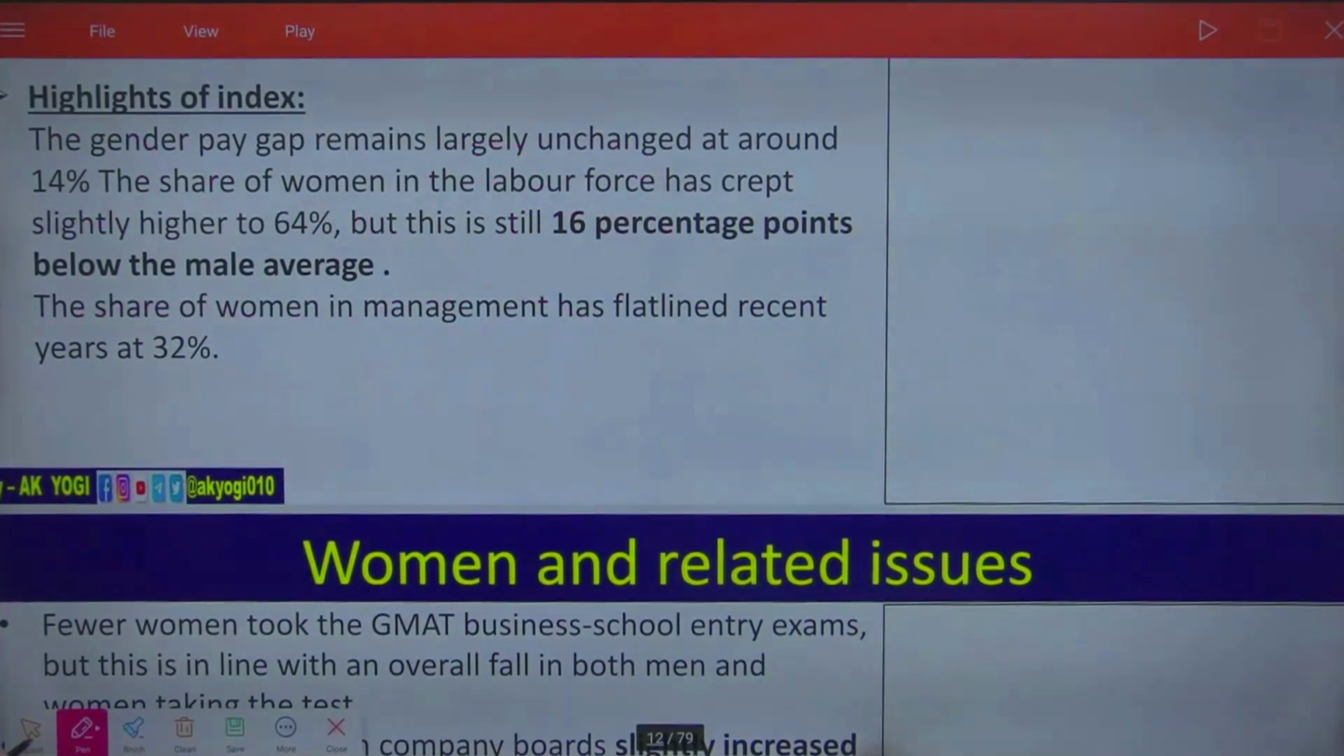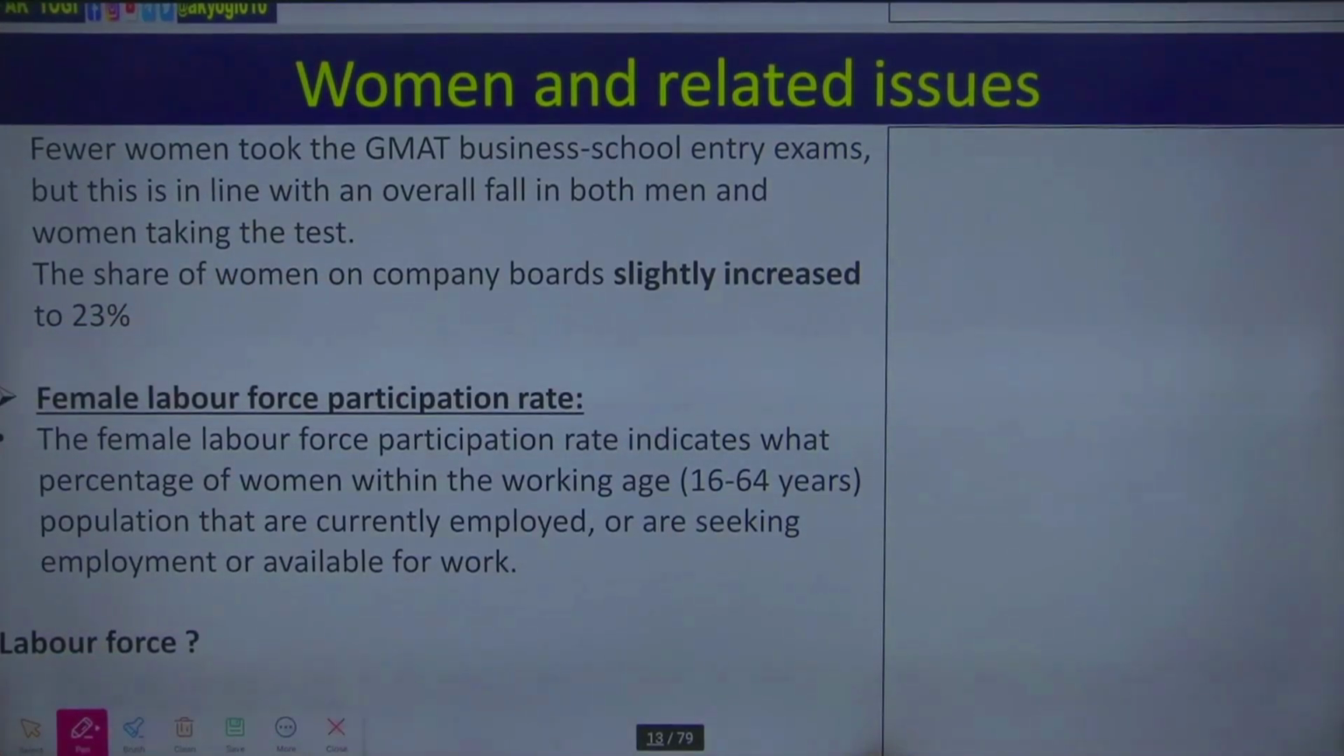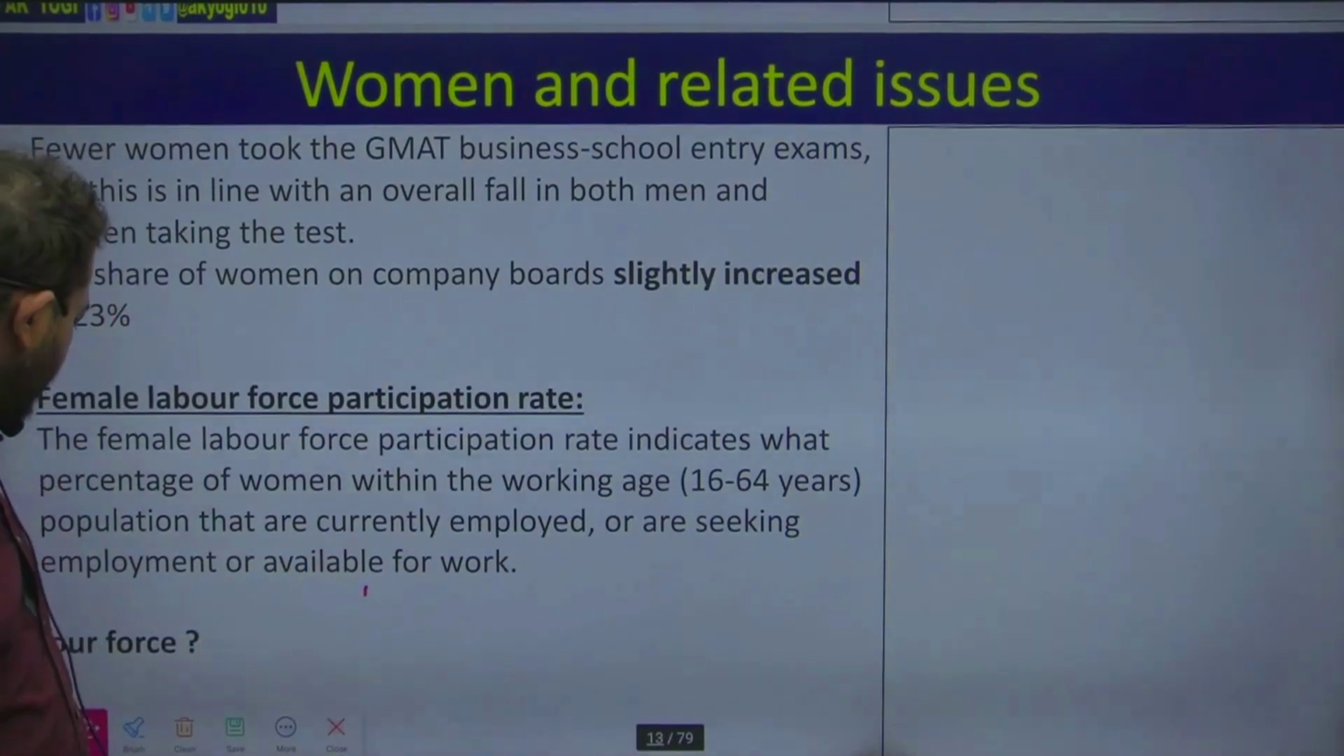That is the management exam, GMAT, for business school entry. Even in that exam, women's participation has decreased. Apart from that, we need to understand female labor participation, that is, what the rate of labor participation is.